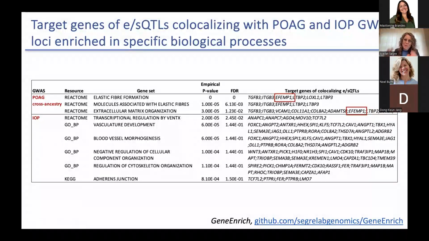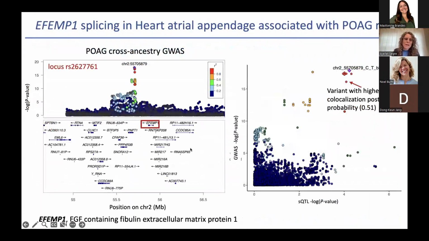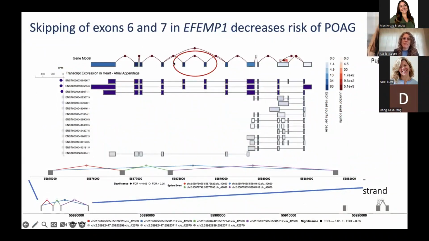So to show you an example, let's zoom in on a given gene, a given sQTL. We'll look at EFEMP1, which is an EGF-containing fibulin extracellular matrix protein. This is a LocusZoom plot showing the GWAS p-value for POAG from the cross-ancestry meta-analysis, color-coded based on LD to the lead GWAS variant. You can see that EFEMP1 falls outside the main highest LD region around the lead GWAS variant. But it turns out that this signal significantly colocalizes, at a posterior probability of 0.51, with an sQTL acting on EFEMP1. And this sQTL leads to skipping of exons 6 and 7 in this gene. The colocalization analysis suggests that skipping of these two exons may be protective for POAG.